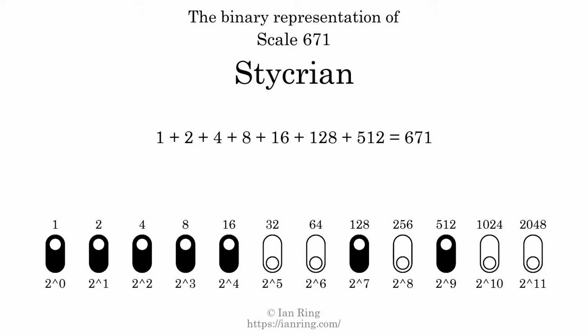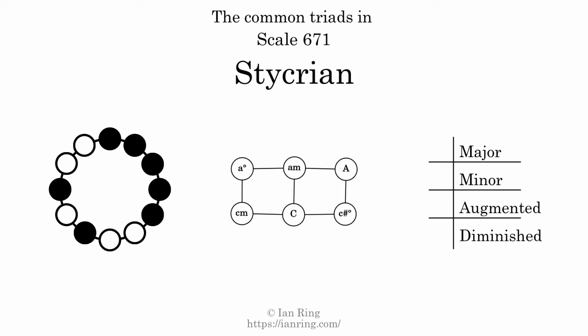The scale number not only enumerates the scale with a unique index, but it also literally describes the tonal content of the scale. Represented as a binary number in base 2, the scale number is 001010011111. Here are the common triads present in this scale.